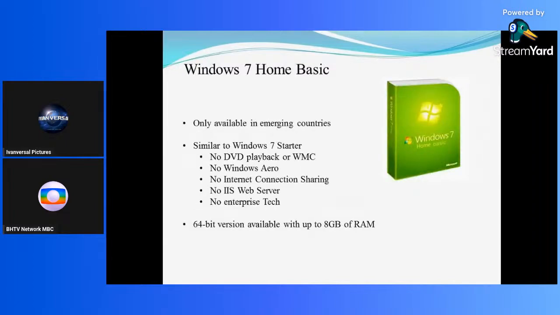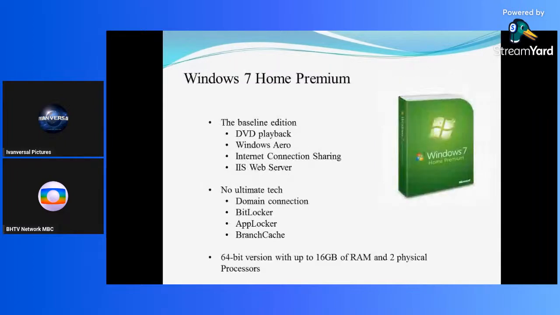The next version is Windows 7 Home Basic. This is primarily designed for emerging countries to keep the cost down. It is similar to Windows 7 Starter as there is no DVD playback or Windows Media Center, no Windows Aero, no Internet Connection Sharing, no IIS web server, no enterprise tech. But with this version there is also a 64-bit version with a maximum of 8 GB of RAM.